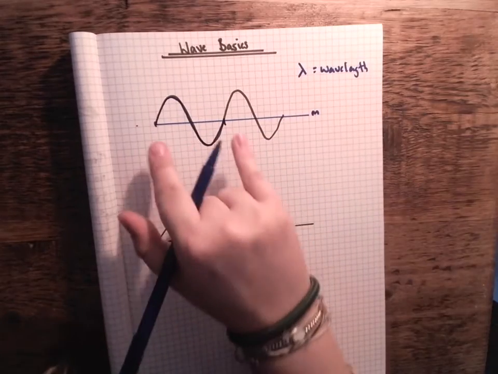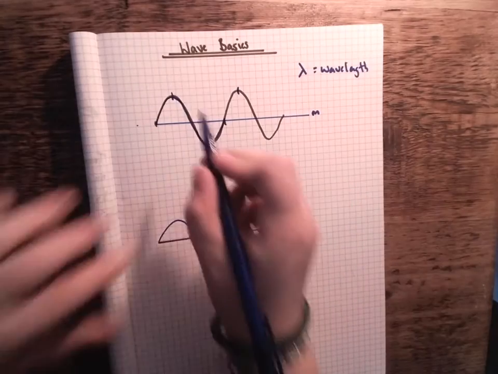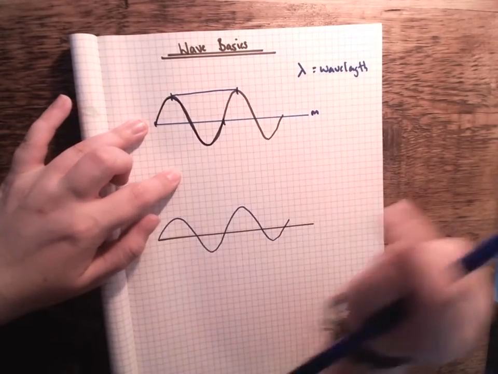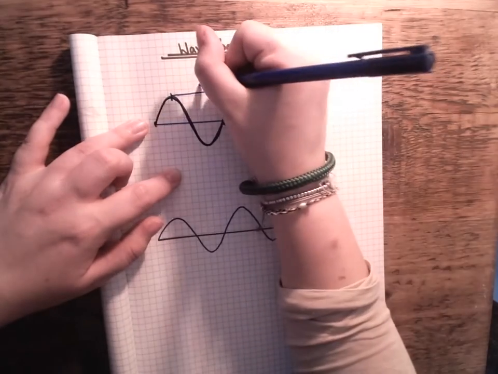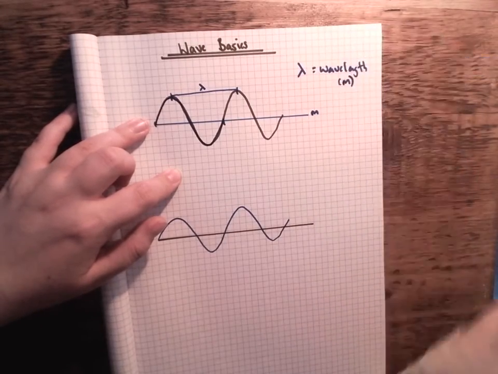Now often that's a little bit trickier to spot. So sometimes we take it as the peak to the peak. Okay, so one wave to the identical place on the next corresponding wave is equal to the wavelength. And wavelength is measured in meters.